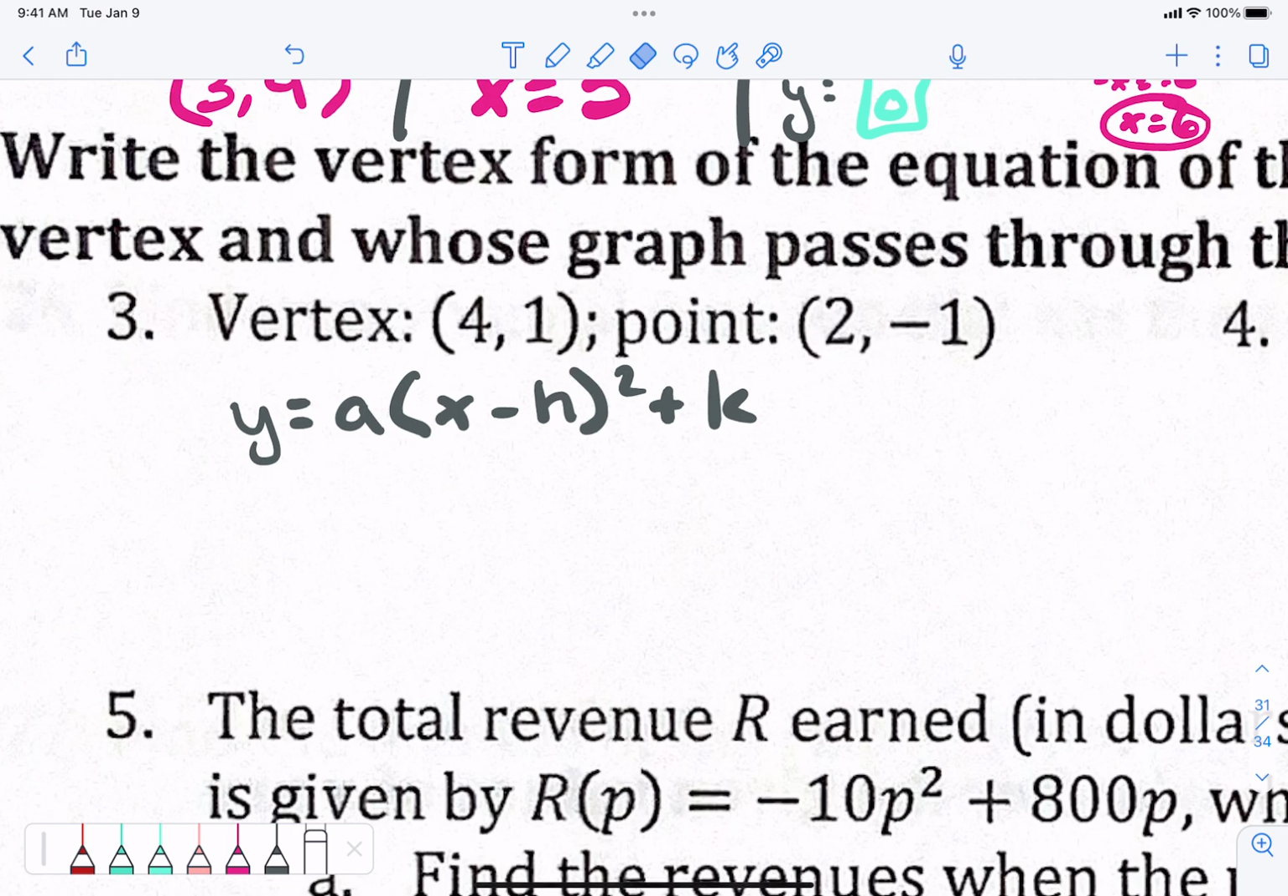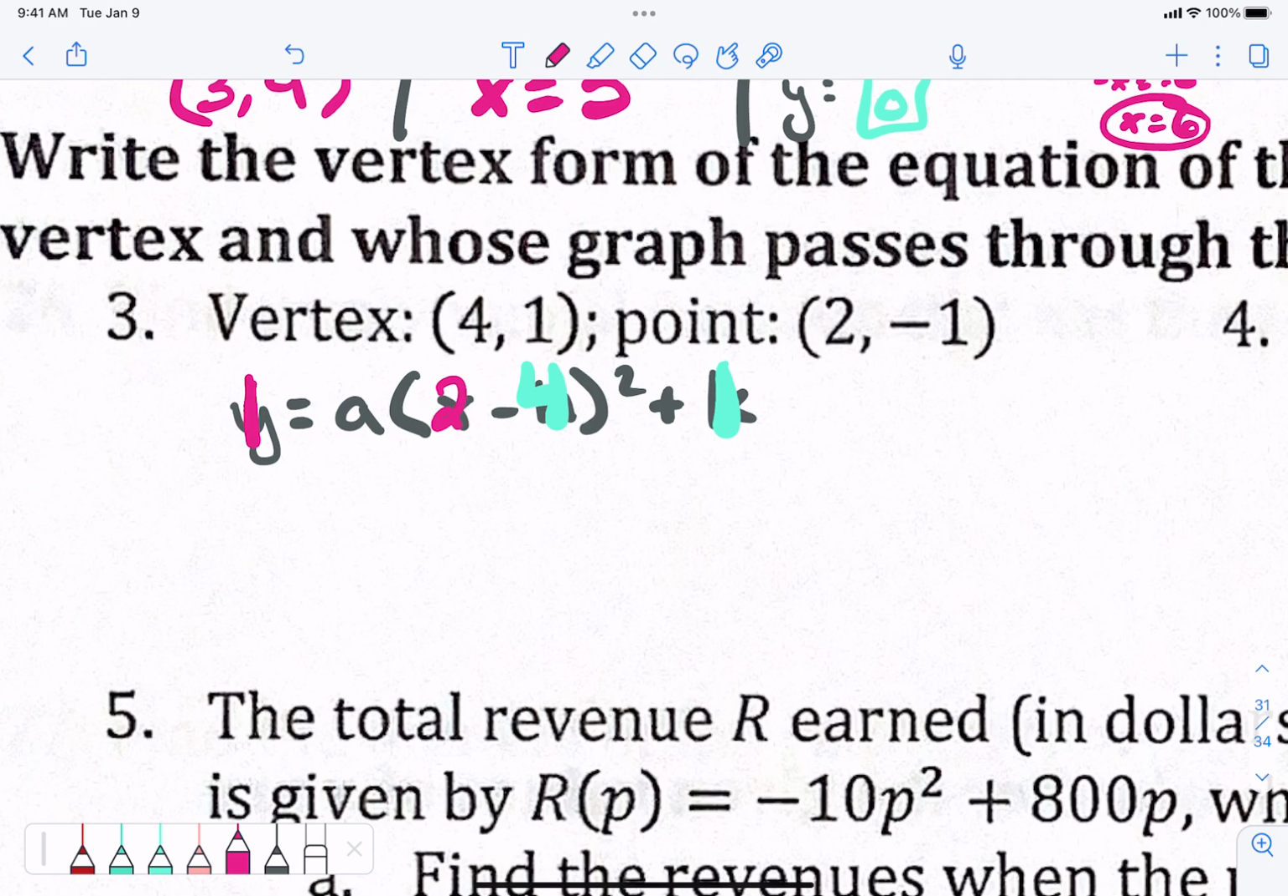So we know that the vertex is 4, 1. 4 goes here and 1 goes here, so it'll be -4 on the inside. And it says it goes through the point 2, -1. That helps us figure out what a is. So if I plug 2 in for x and -1 in for y.